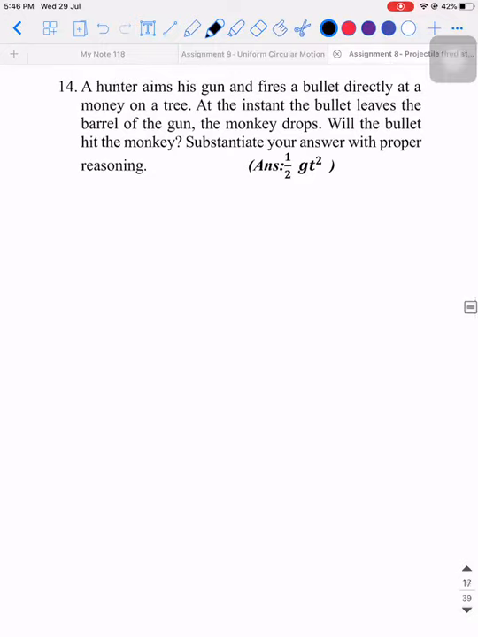Actually, I have a doubt in 14. What is the answer actually, sir? So a hunter aims his gun and fires a bullet directly at a monkey on the tree. At the instant the bullet leaves the barrel, the monkey drops. Will the bullet hit the monkey? Substantiate your answer with proper reasoning.